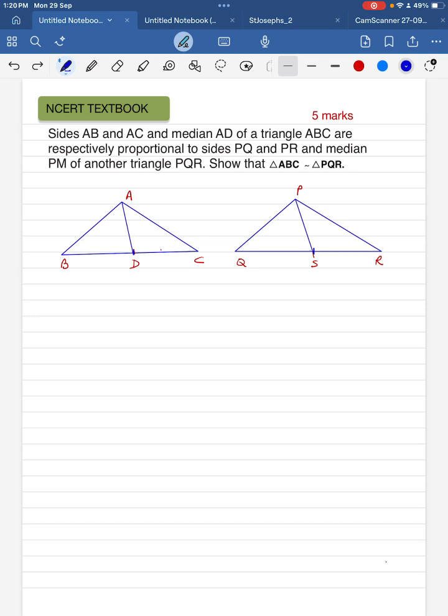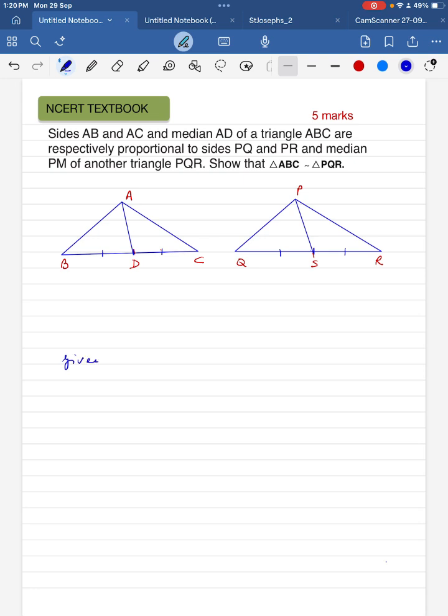So I've drawn the two triangles ABC and PQR here, and I've also marked the medians AD and PM. Now, what do you mean by median? Median is a line which is drawn from one vertex to the midpoint of the opposite side. And if D is the midpoint of the opposite side BC, then that means that BD is equal to DC. Also, if PM is a median and M is the midpoint of the opposite side, QM will be equal to MR. Okay, so let's write out what is given in the question.